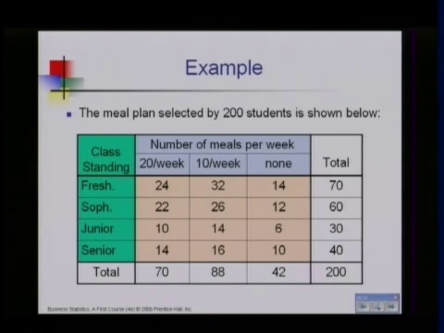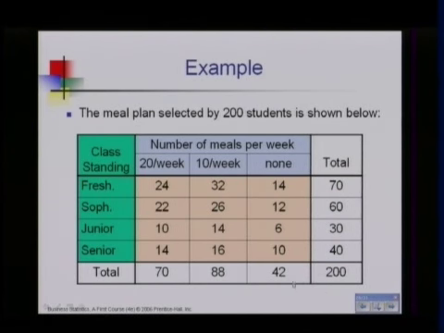Here's an example. Let's say we're looking at a sample of 200 students. So that means n equals 200. And we're looking at different college level classifications, freshman, sophomore, junior, senior. And we're looking at how many meals that they select on the meal plan, 20 per week, 10 per week, or none. And we're trying to find out, is there a relationship between the classification level or the class standing of the student and how many meals per week they're likely to select, which plan they might want to pick.